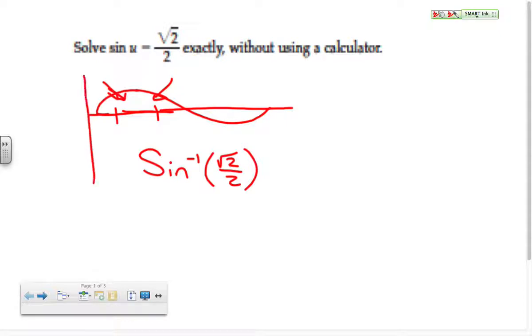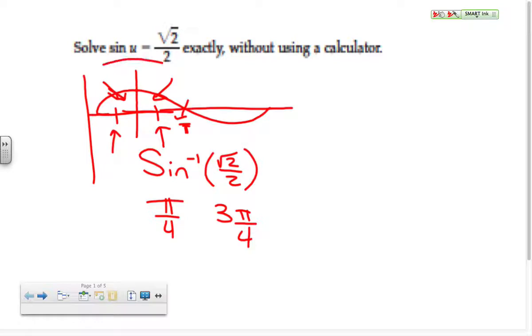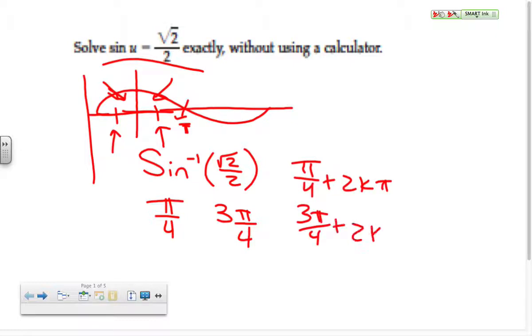Obviously, this is a rough graph. So I know that it hits root 2 over 2 at pi over 4. I also know from my unit circle that pi over 4 is positive in 2 quadrants: the quadrant from 0 to pi over 2, and also from pi over 2 to pi. This is pi here. So it's pi over 4 and it's 3 pi over 4. And how often does a sine wave repeat? Every 2 pi. So my answer to sine u equals root 2 over 2 is pi over 4 plus 2k pi and 3 pi over 4 plus 2k pi.